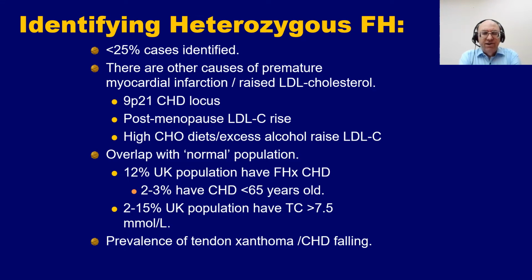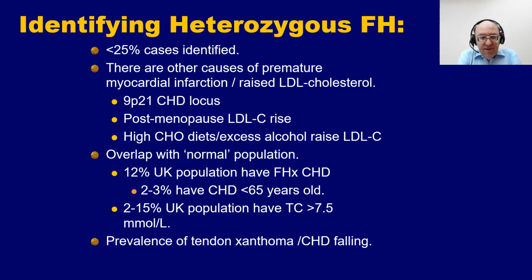So, what is the issue that we find ourselves with? The problem is that while heterozygous FH at a prevalence of 1 in 300 is one of the commonest autosomal disorders in man, less than 25% of cases have been identified. We know that there are other causes of premature myocardial infarction and raised cholesterol, and those involve certain loci associated with premature coronary disease, changes in lipids due to other biological processes, and also the effects of diets and alcohol.